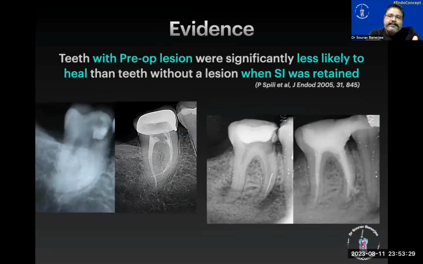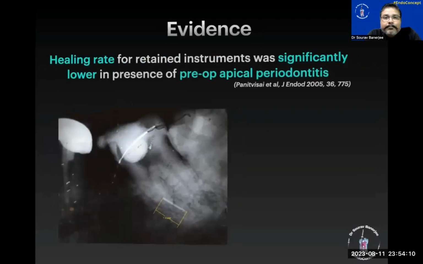So, we'll see a few evidences related to separated files in endodontic canals. There is one evidence which says that teeth with preoperative lesions were significantly less likely to heal than teeth without a lesion when a separated instrument was retained. So when you are planning to retain a separated instrument in the canal, you have to see whether there is a pre-existing periapical lesion or not. The evidence says that if there is a preoperative periapical lesion, the situation may get complicated if you are retaining the segment.